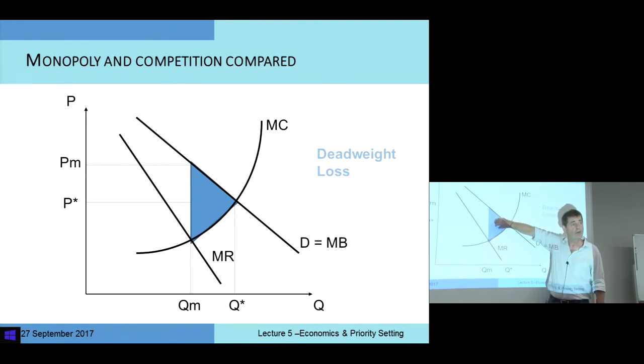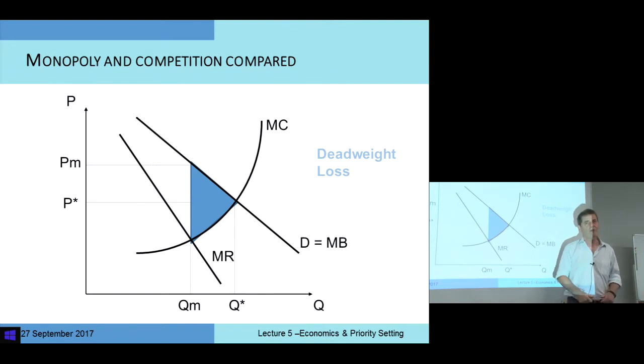Now, it's not gone into anyone's pocket. The government hasn't gained it or something like that. It's gone forever. And we actually call it a deadweight loss. And this is the simple reason why monopoly is seen as a bad idea.